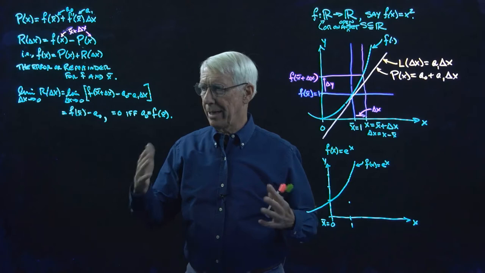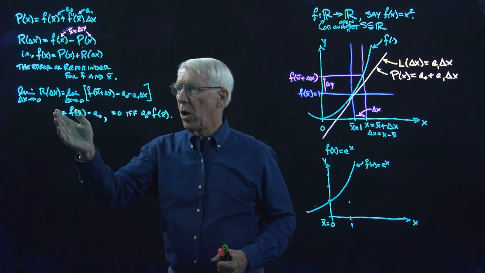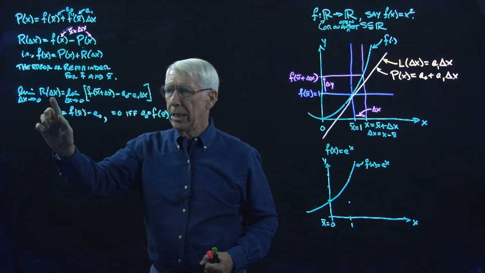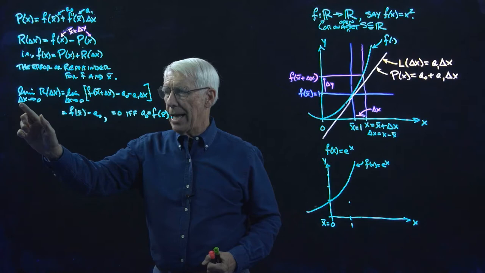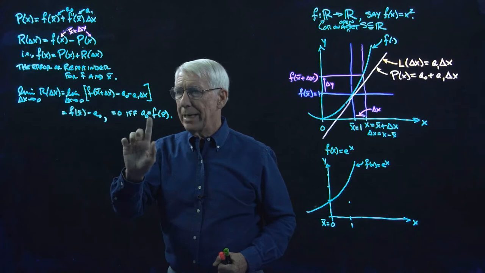So this doesn't tell me anything about whether a1 should be the derivative or something else. I can't tell. So having this remainder term be 0 at x bar, or more to the point, having it be very small when we're near x bar, so that the limit of this as delta x goes to 0 is 0, that's fine for telling me this, but it doesn't tell me anything about what a1 should be.